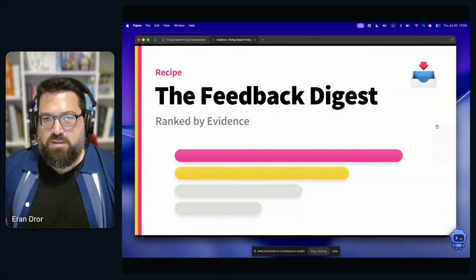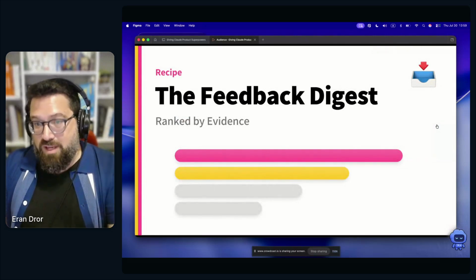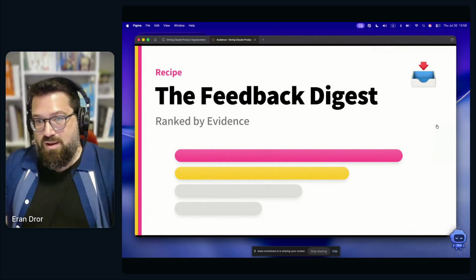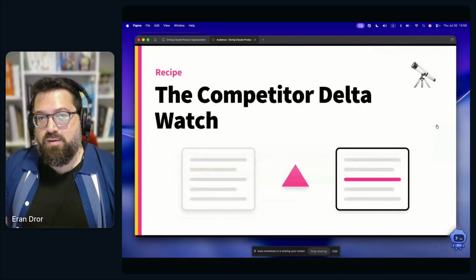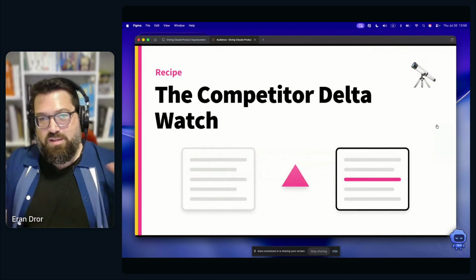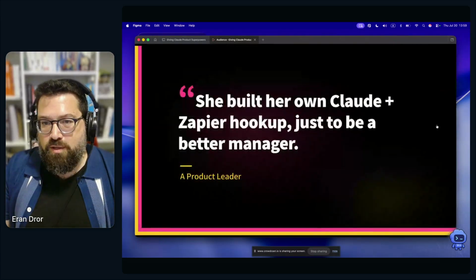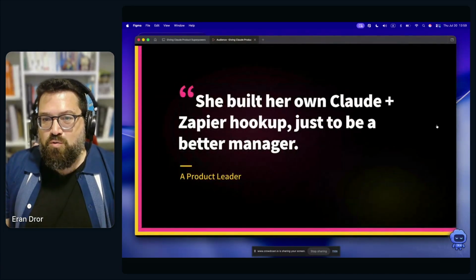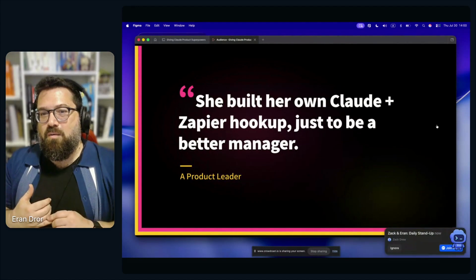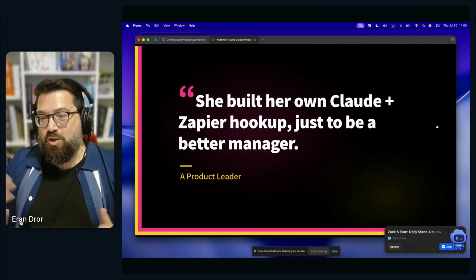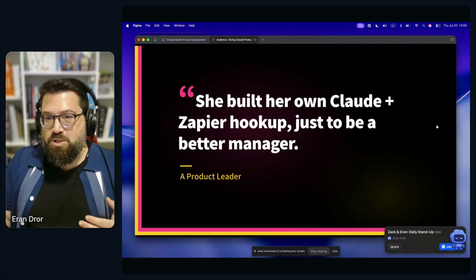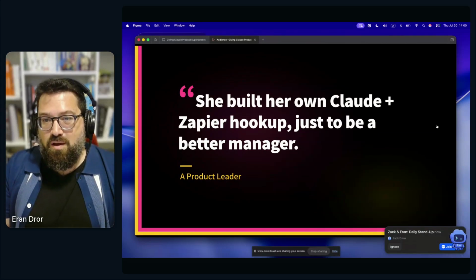So you can create a feedback digest that gives you the evidence for what the top requests are. You can look at the competitor deltas based on news and what they report and what they launch. You can connect it to Zapier so that Claude can actually create the automations it needs as part of its automation. That's pretty advanced stuff.